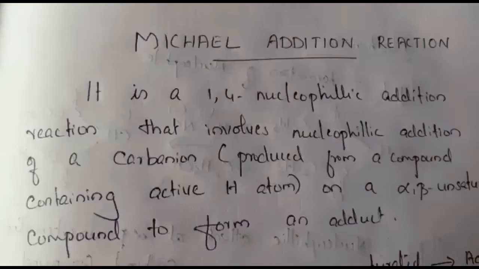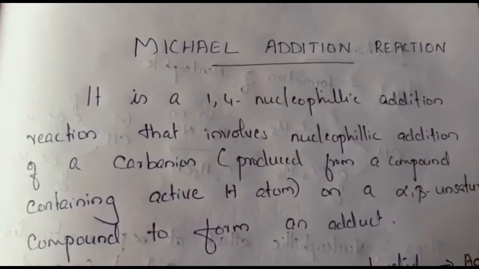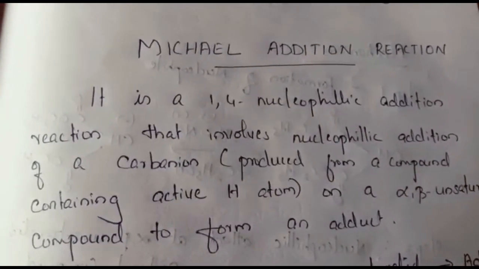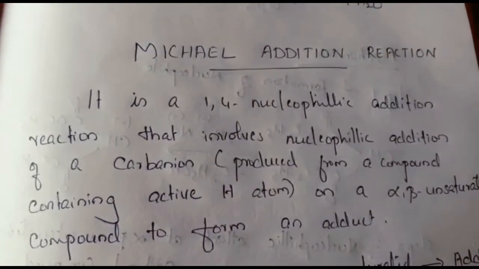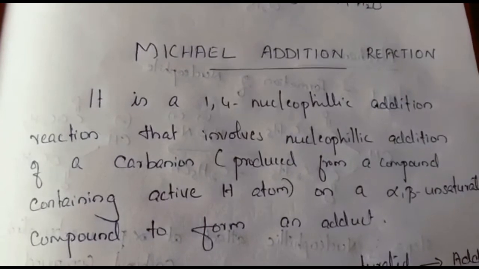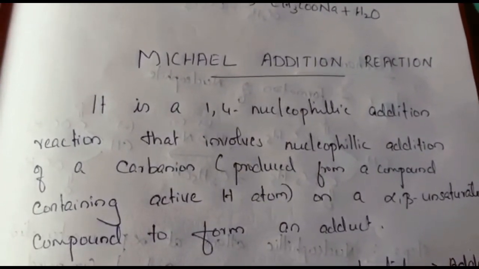So dear students, today we have discussed Michael addition reaction. That's a 1,4 nucleophilic addition reaction that involves nucleophilic addition of a carbanion on an alpha beta unsaturated compound to form an adduct.